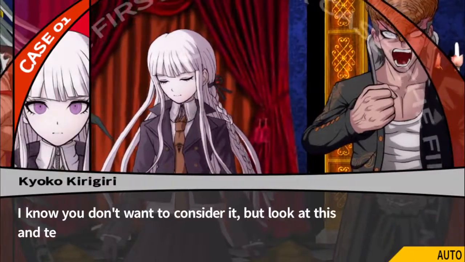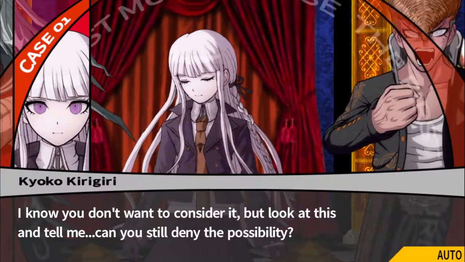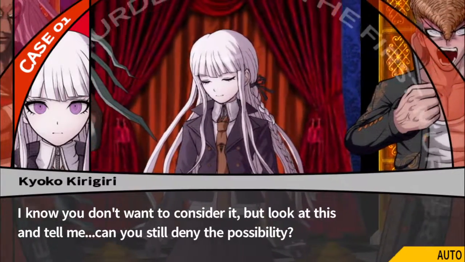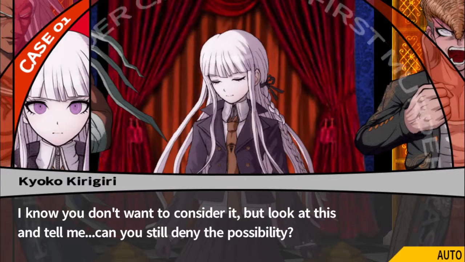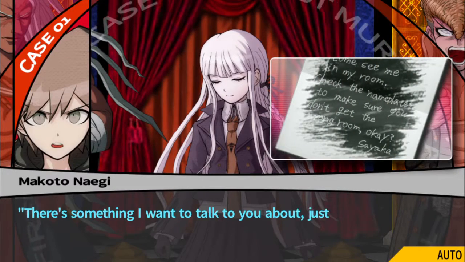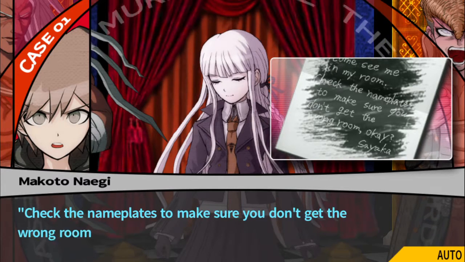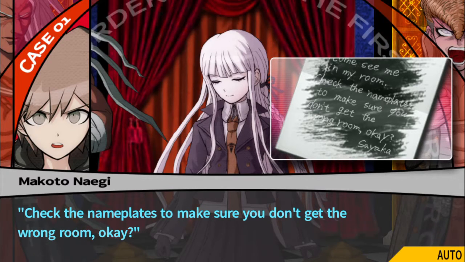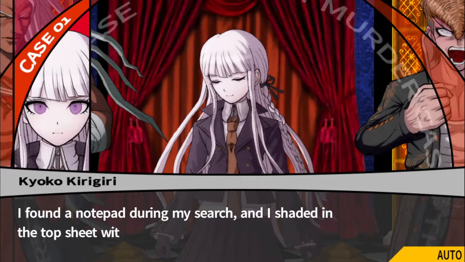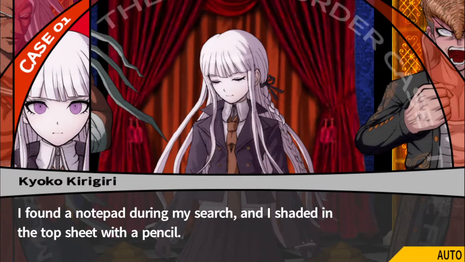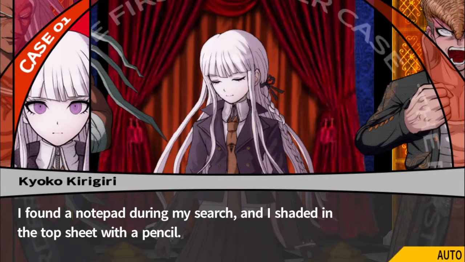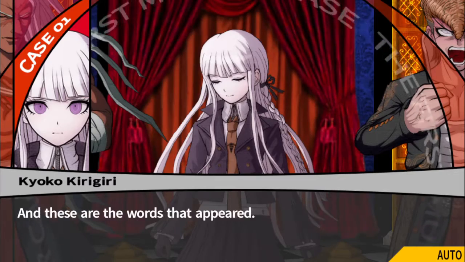I know you don't want to consider it, but look at this and tell me. Can you still deny the possibility? I found a notepad during my search, and I shaded in the top sheet with a pencil. And these are the words that appeared.